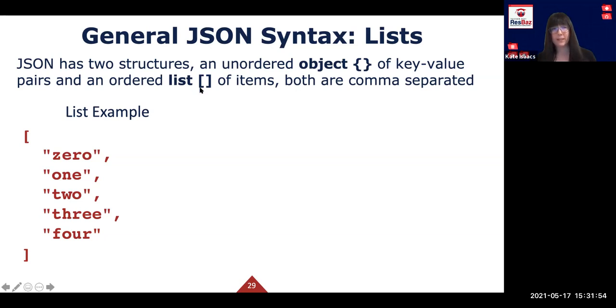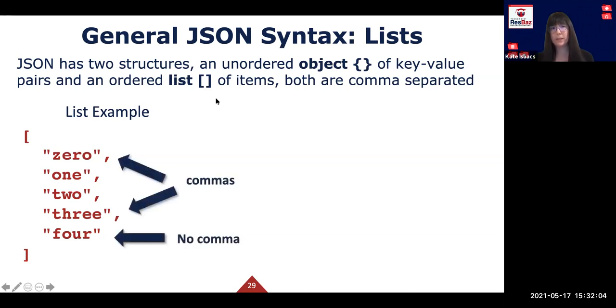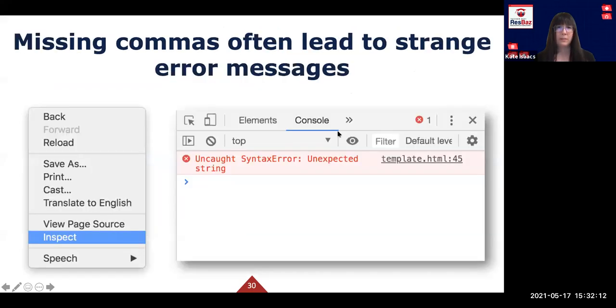Here's a list. It starts with a square bracket. It has a bunch of quoted text values in it. You notice every single one ends with a comma, except the last one. Then we have the square bracket that ends the list. The other example, whoops. Yes, missing commas lead to strange error messages.